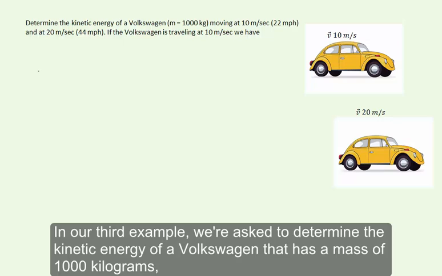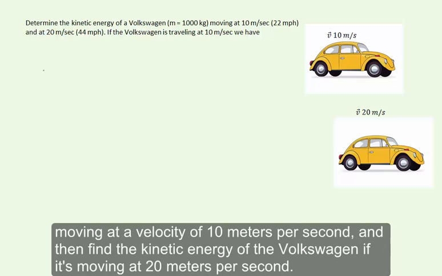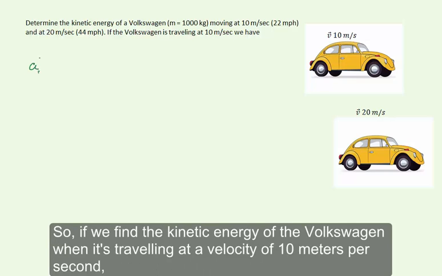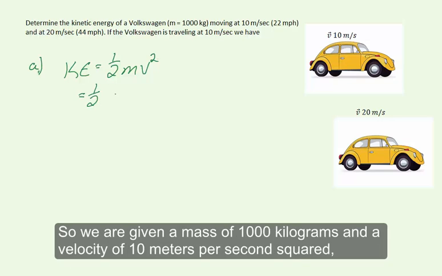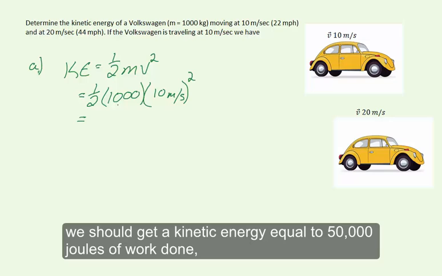In our third example, we're asked to determine the kinetic energy of a Volkswagen that has a mass of 1,000 kilograms, moving at a velocity of 10 meters per second, and then find the kinetic energy of the Volkswagen if it's moving at 20 meters per second. So, if we find the kinetic energy when it's traveling at 10 meters per second, we know our formula for kinetic energy is equal to 1/2 our mass times our velocity squared. We are given a mass of 1,000 kilograms and a velocity of 10 meters per second. We should get a kinetic energy equal to 50,000 joules.